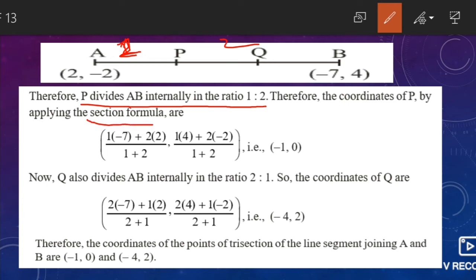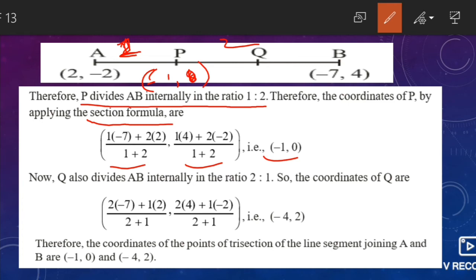Therefore, by using the section formula, the coordinate of P will be: 1 into -7 plus 2 into 2, by 1 plus 2. Similarly, 1 into 4 plus 2 into -2, by 1 plus 2. So the coordinate of P will be (-1, 0).